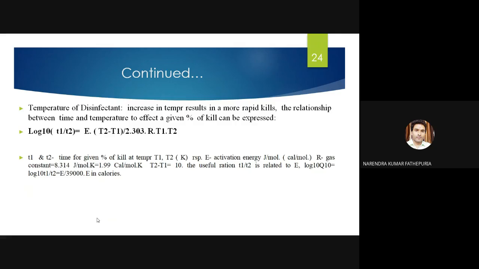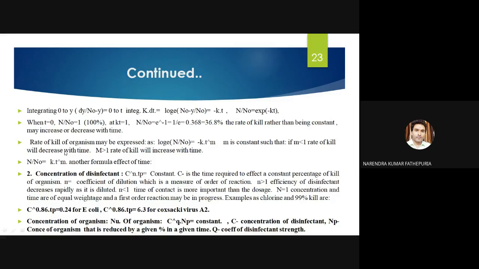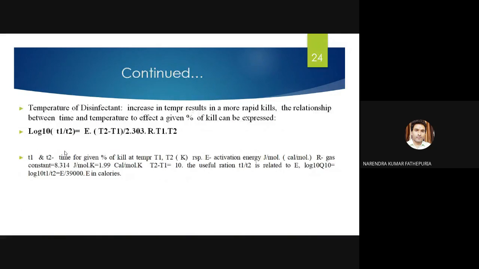The relationship between the time and temperature to effect a given percentage of kill can be expressed as log10 of t1 divided by t2 is equal to E into (T2 minus T1) divided by 2.303 into R into T1 into T2. This is the standard equation. So majorly in these three equations questions will be asked, so you have to remember that.